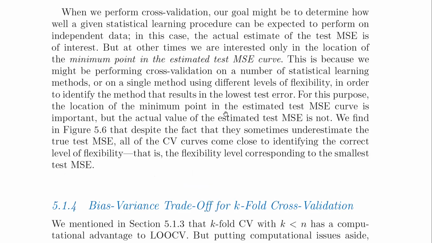When we perform cross-validation, our goal might be to determine how well a given statistical learning procedure can be expected to perform on independent data. In this case, the actual estimate of the test MSE is of interest. But at other times, we are interested only in the location of the minimum point in the estimated test MSE, to choose the degree of polynomial. This is because we might be performing cross-validation on a number of statistical learning methods, or on a single method using different levels of flexibility, in order to identify the method that results in the lowest test error.